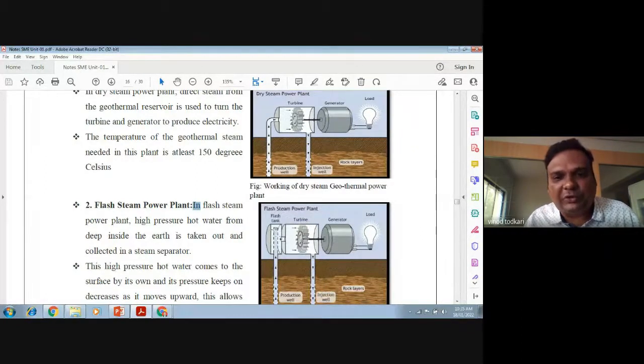Now, when we remove moisture from the steam, the remaining steam is dry steam. When moisture is removed from the wet steam, it becomes dry steam. And now see, that dry steam is given to the steam turbine, which is coupled with a generator. So this turbine will convert enthalpy, that is heat energy, into mechanical energy, and this generator will convert that mechanical energy into electrical energy. So tell me honestly, is this concept clear to you?